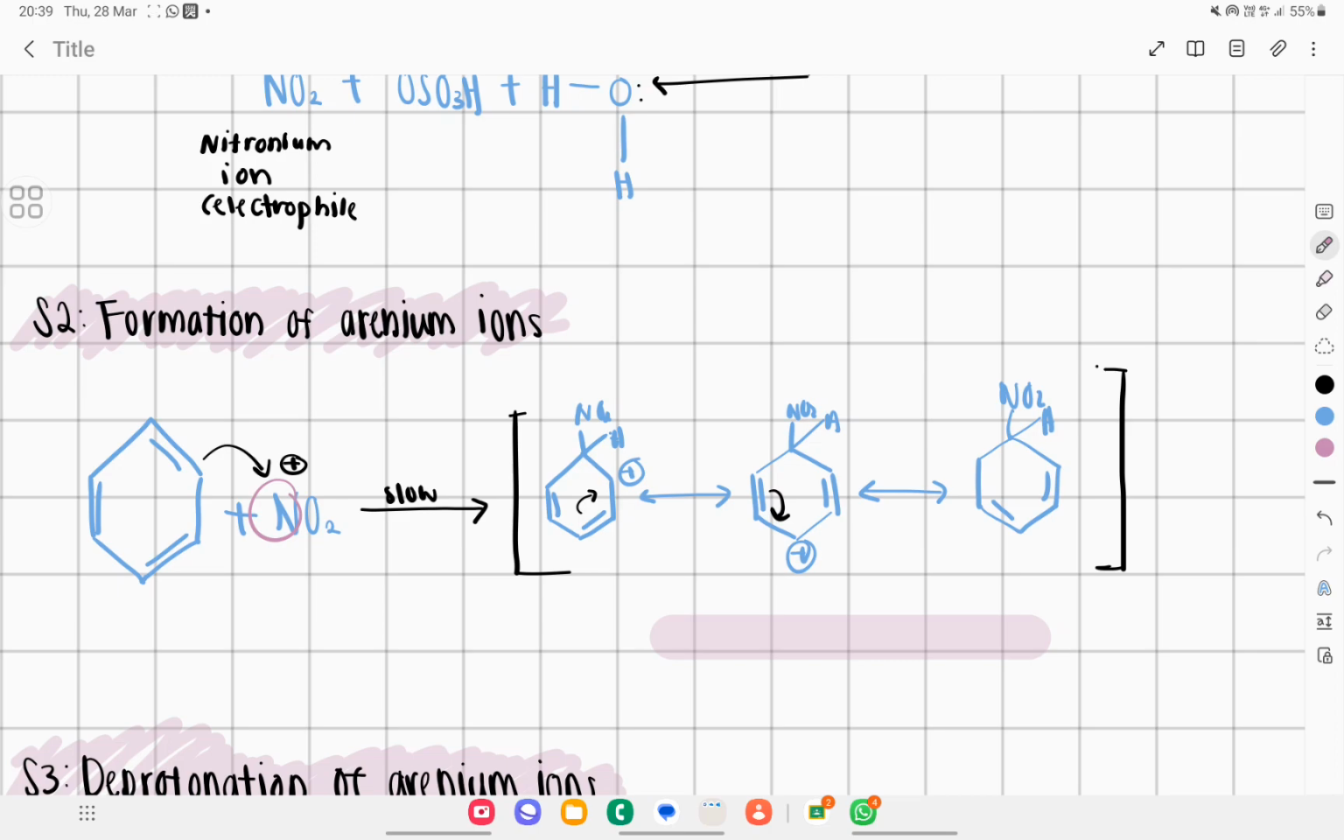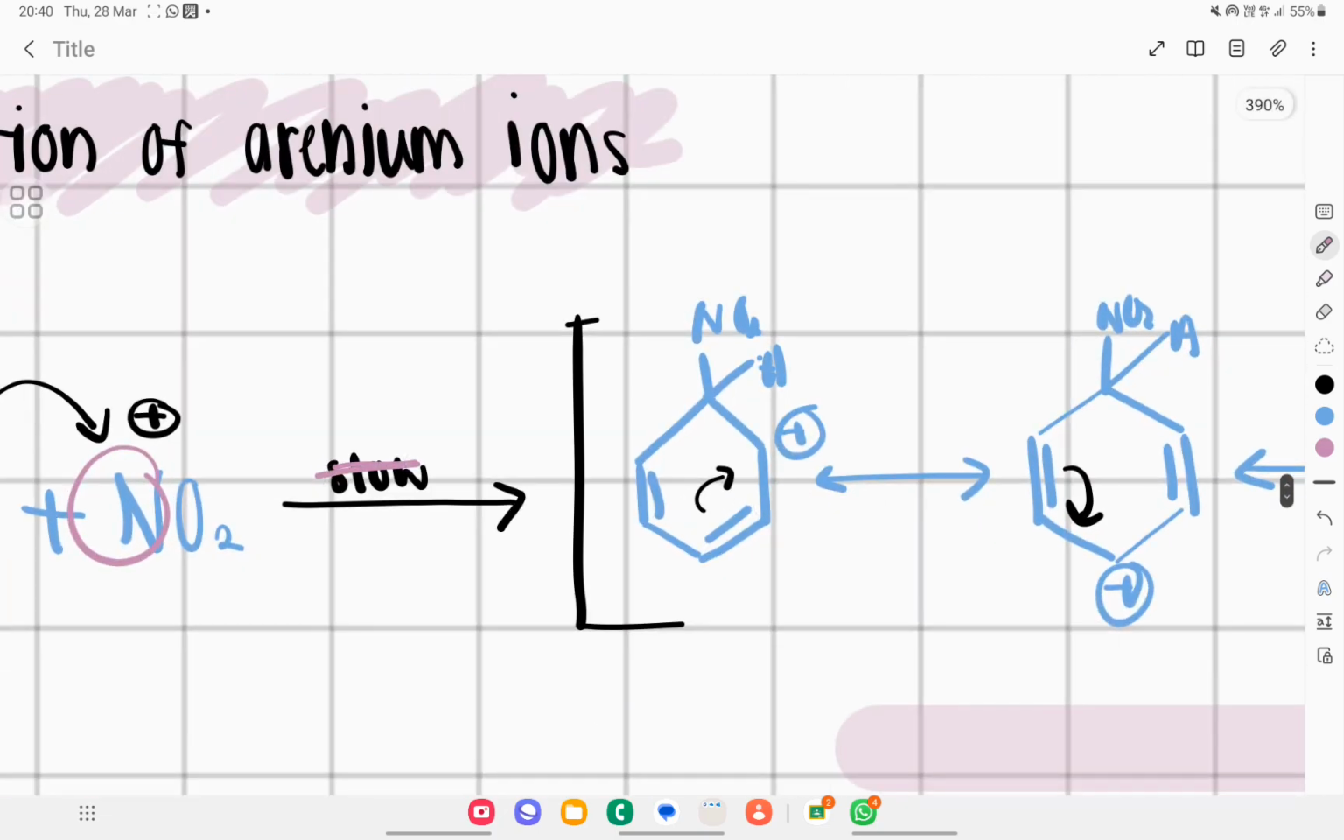Benzene and other aromatic compounds are highly stable due to their delocalized pi electron system, which provides significant aromatic stabilization. Breaking this aromaticity by forming the sigma complex requires substantial energy, making it a slow process. A slow process. I think I should highlight that.